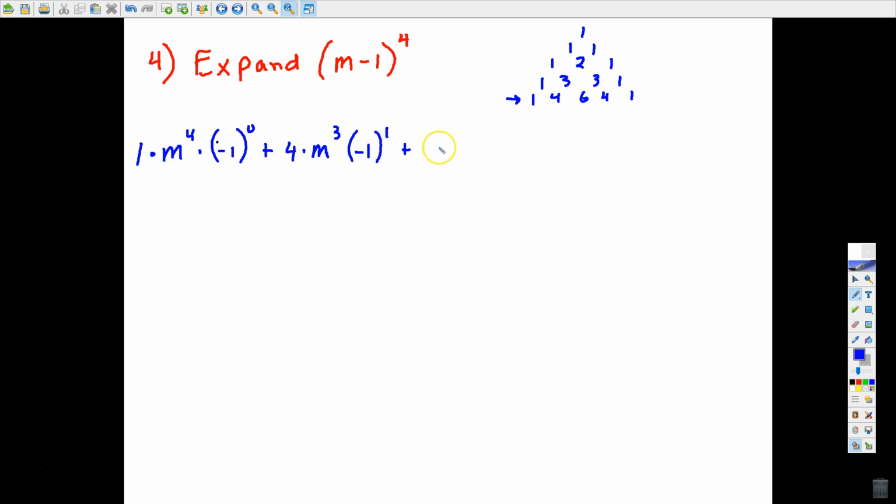All right, next number from the triangle, 6. M goes down. Negative 1 goes up. Next number from the triangle is 4. M goes down. Negative 1 goes up. And then finally, the last number from the triangle, m is all the way down to 0. Negative 1 goes up to the 4th. Okay, so I wrote it out like that just so you could see how the pattern works. And now let's clean this up for a more simplified answer.